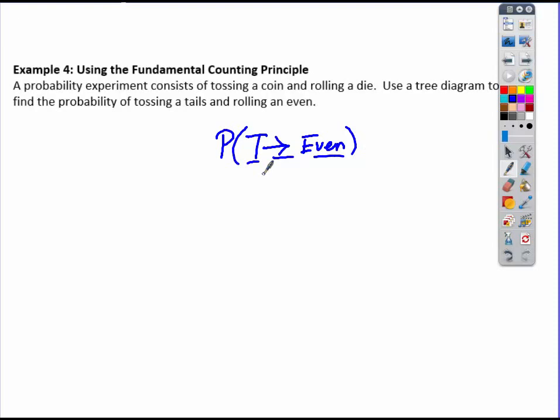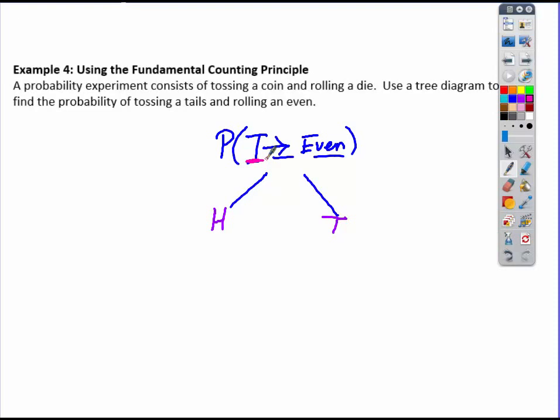So I have to flip a coin first. And I know that when I flip that coin, I have two possible outcomes. I can either have heads or tails, which makes sense. It's a 50-50 chance of getting tails. And then from there, I still need to make sure I have the entire diagram. Even though I want to get tails first, I still need to complete everything.